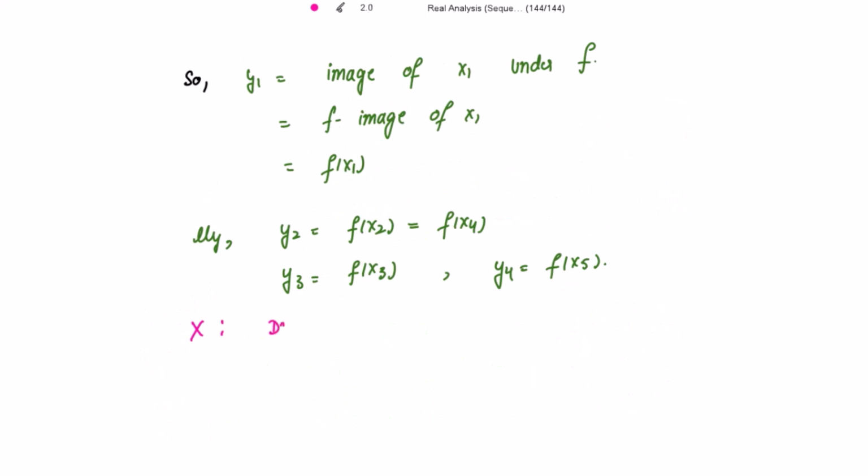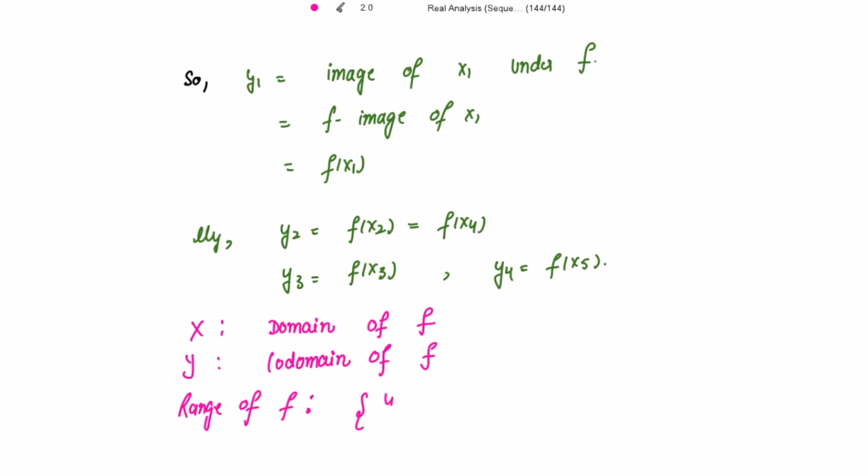So here x is called the domain of f and y is called the codomain of f, and the range of f consists of all the images of elements of x. So that is y1, y2, y3, y4. That's it, right? We can also write this as f of x for which x is belonging to x.